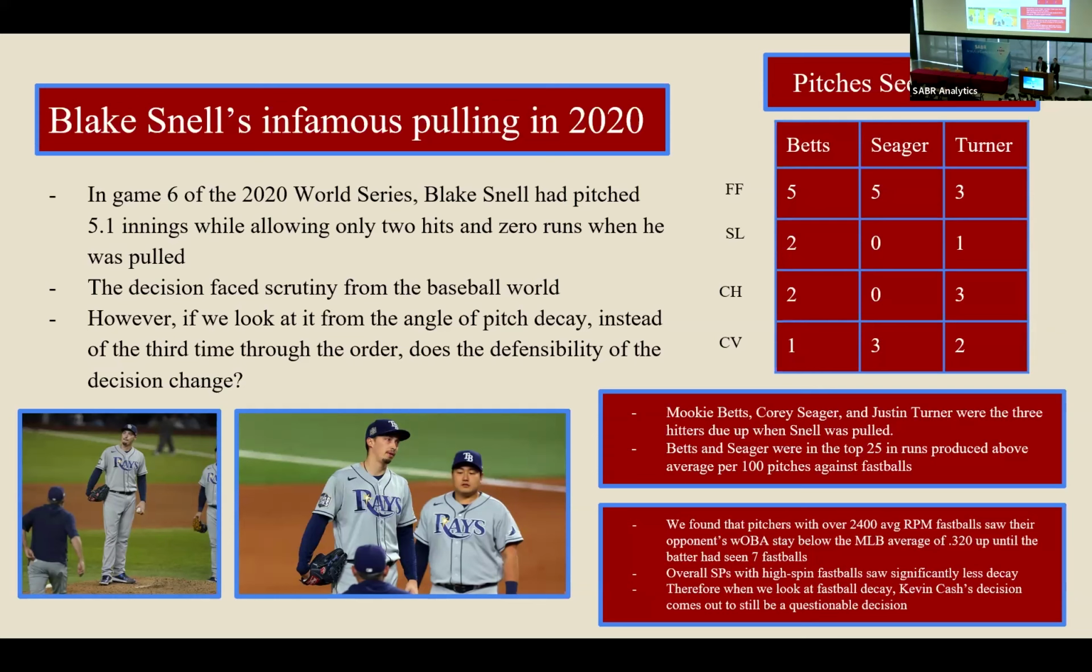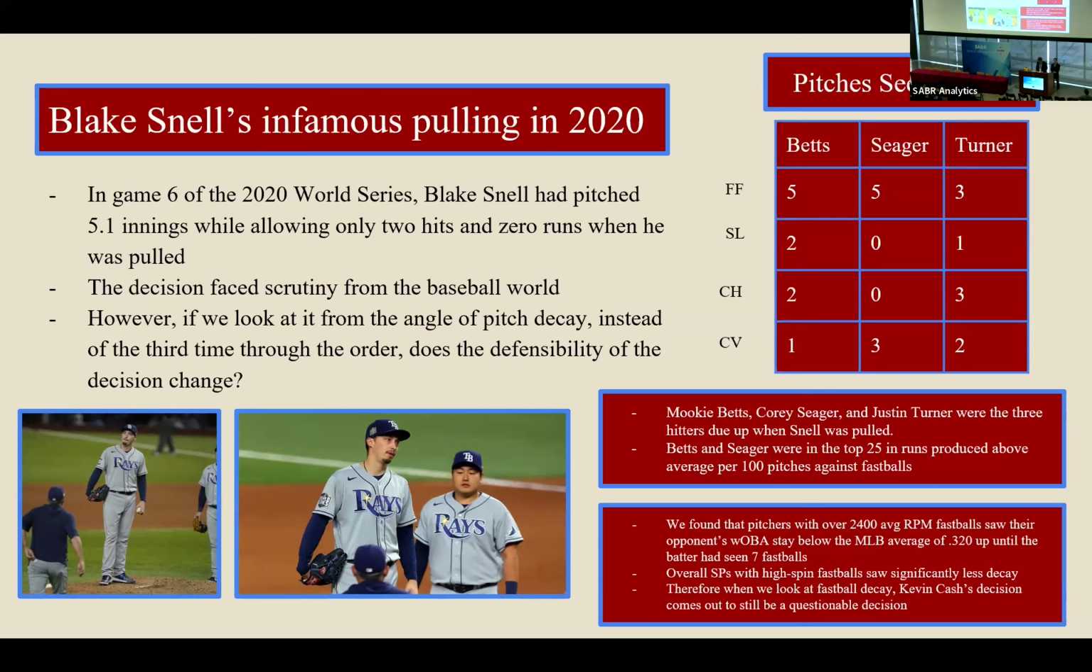However, if we look at it from the angle of pitch decay, instead of just blindly claiming that the third time of the order was coming through, does the defensibility of this decision change? As you'll see on the right, Mookie Betts, Corey Seager, and Justin Turner were the 3 hitters that were due up. Betts and Seager had already seen 5 fastballs each. Turner had seen 3 fastballs. Betts and Seager were in the top 25 in runs produced above average per 100 pitches against fastball that season.